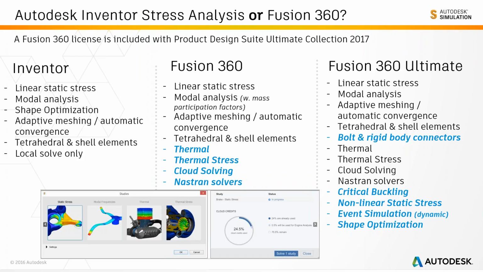Cloud solving and NASTRAN solvers are also enhancing this process. Fusion 360 Ultimate will add bolt and rigid body connectors for more efficient mesh generation, critical buckling, linear buckling, and nonlinear static stress, so the ability of studying nonlinear material behavior, event simulation in terms of dynamics and time dependencies, and shape optimization. It's also a possibility there.